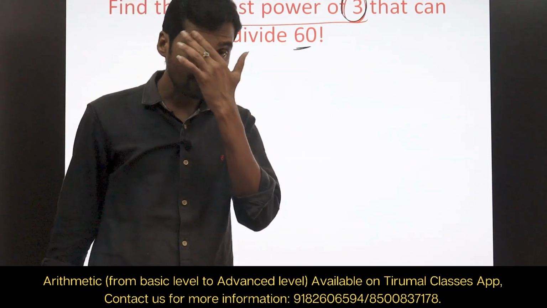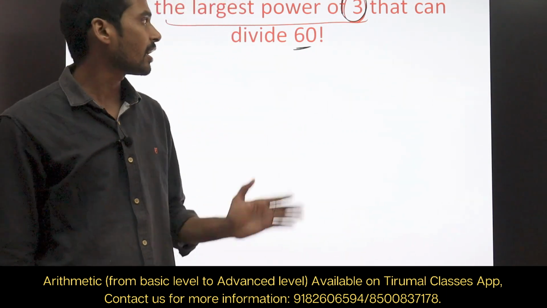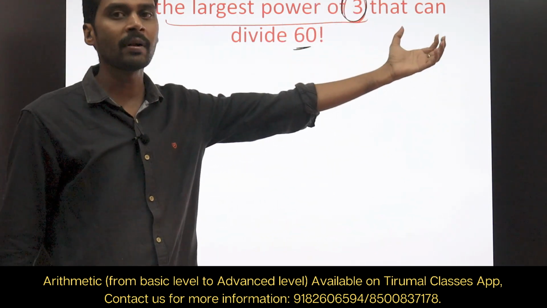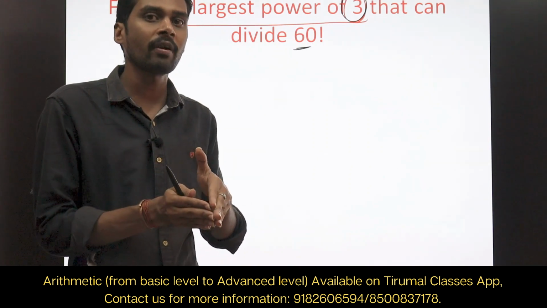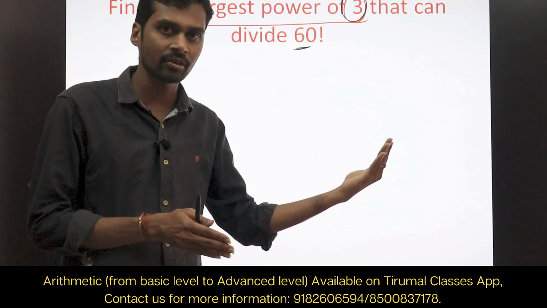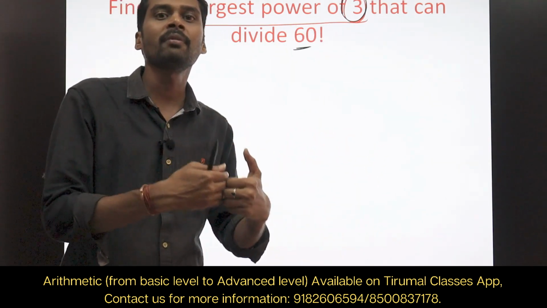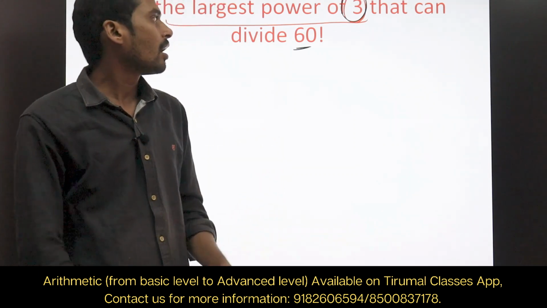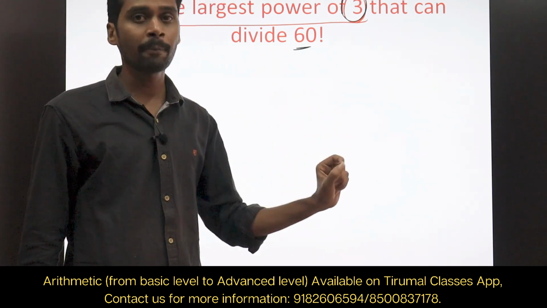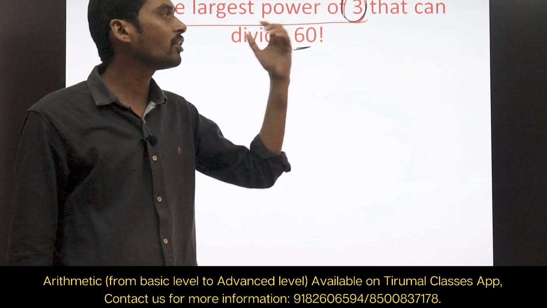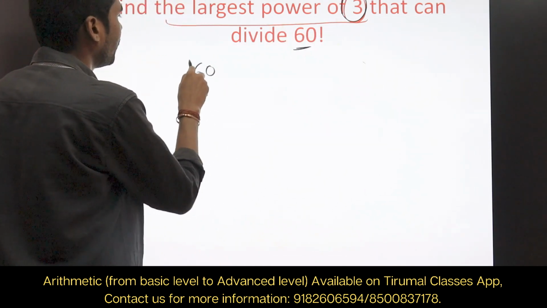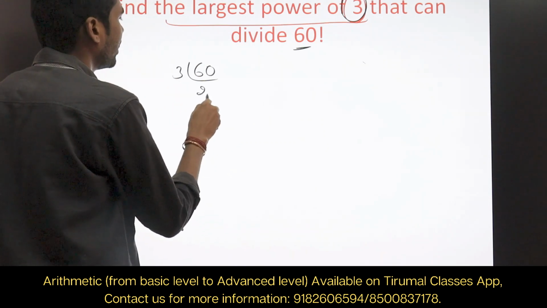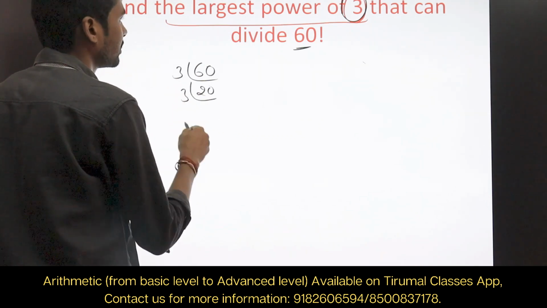I repeat, the kind of questions that will be asked in your exams are either: find the largest power of some number that can divide some factorial, or what is the maximum power of 3 in 60 factorial. The same question can be asked in another way: in the 60 factorial product, how many times are we using the number 3? So 60 divided by 3. 3 twenties and 3 sixes are 60.